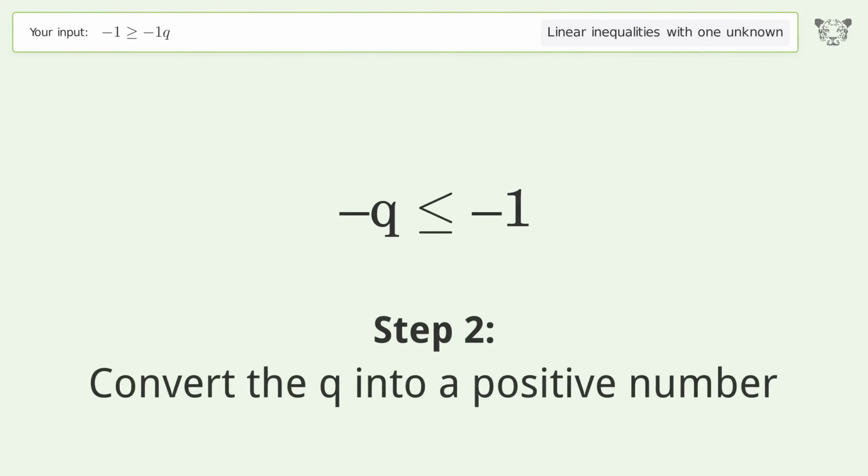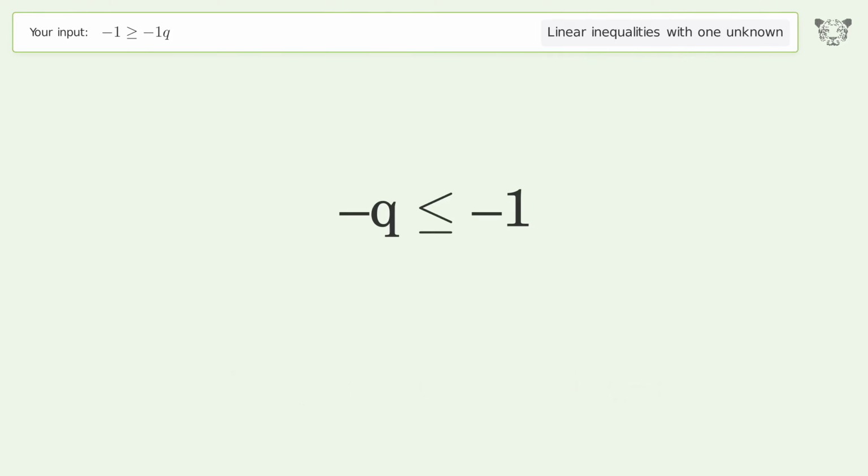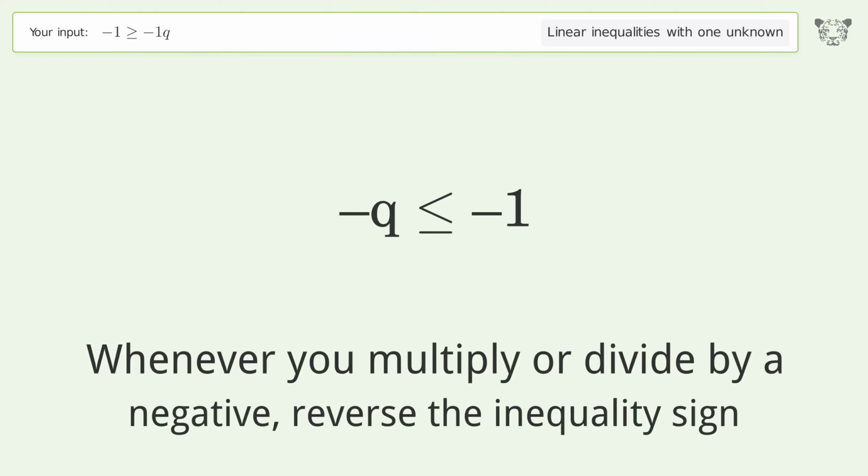Convert the q into a positive number. Multiply both sides by -1. Whenever you multiply or divide by a negative, reverse the inequality sign.